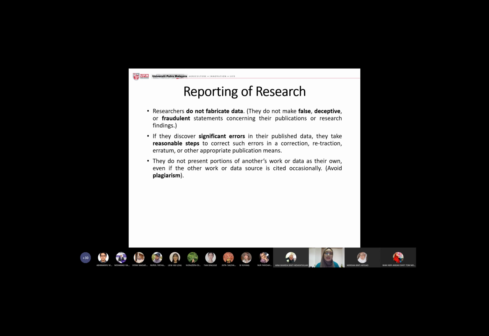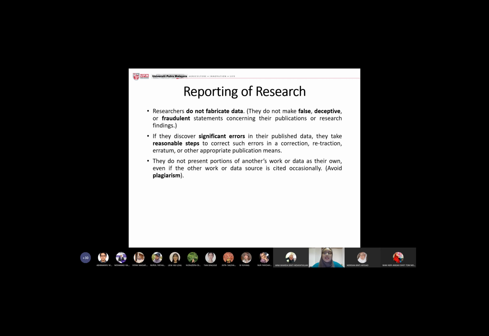So in reporting of research, you have to think about not fabricating data. Don't make any false, deceptive, or fraudulent statements. This refers to your research and also the research findings while reporting and presenting that. So if you discover significant errors, you take reasonable steps to correct the errors.